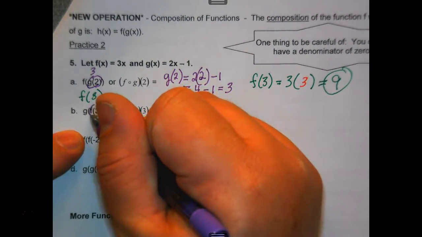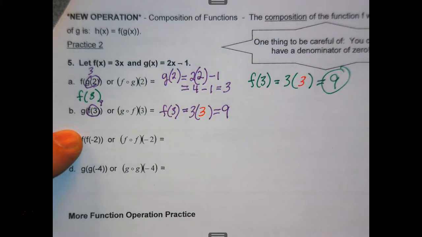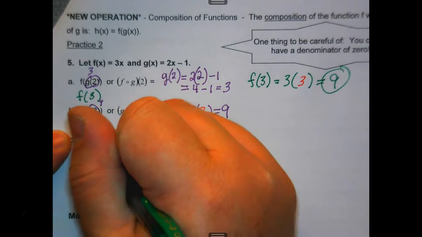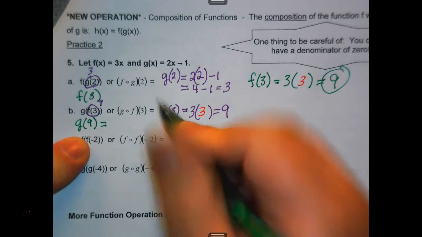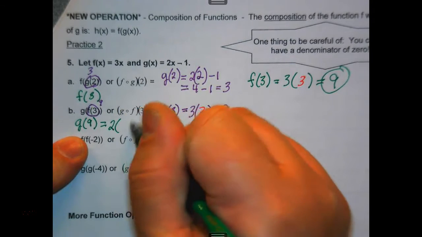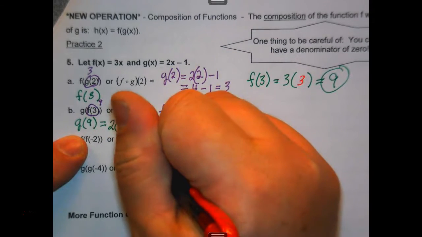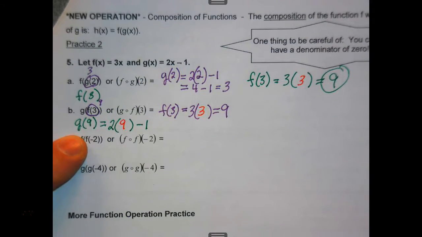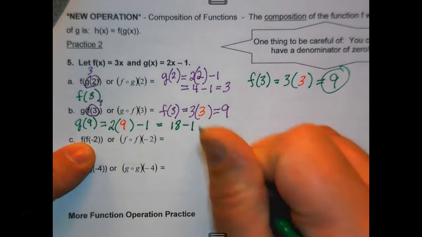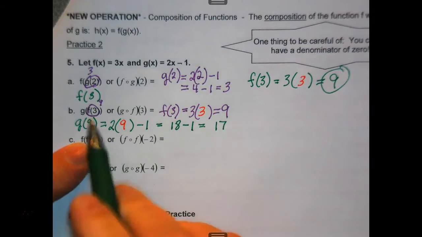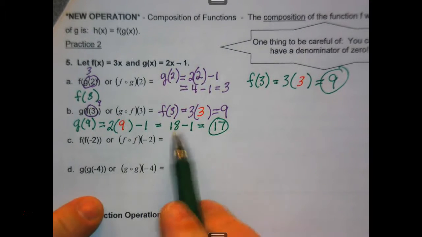So I'm going to substitute in the f of 3 with the number 9. I have the g of 9, which equals 2 times x minus 1, and x equals 9. I get 18 minus 1, which equals 17. So the g of f of 3 equals 17. I took 18 minus 1.